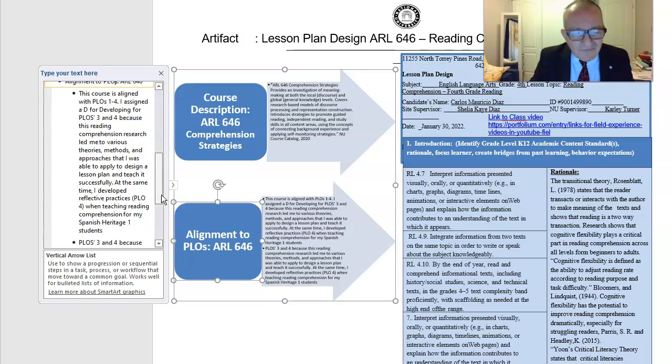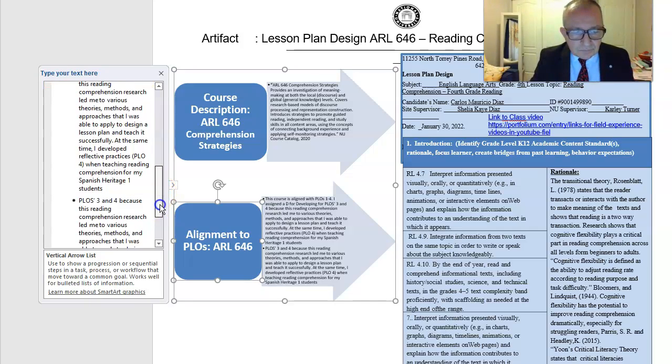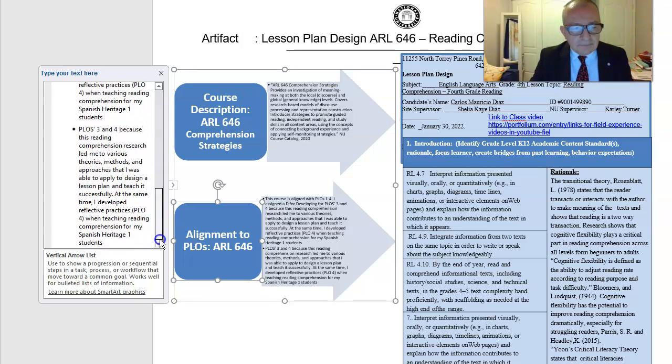At the same time, I developed reflective practices. So here we had the PLO 4. So when teaching reading comprehension, when I analyze and research about the different methods and strategies, I transfer that knowledge, or I use it then for my reading comprehension in my Spanish class. Okay, so that's why I assign a D, developing, for PLO 3 and 4. So this is my ARL 646.